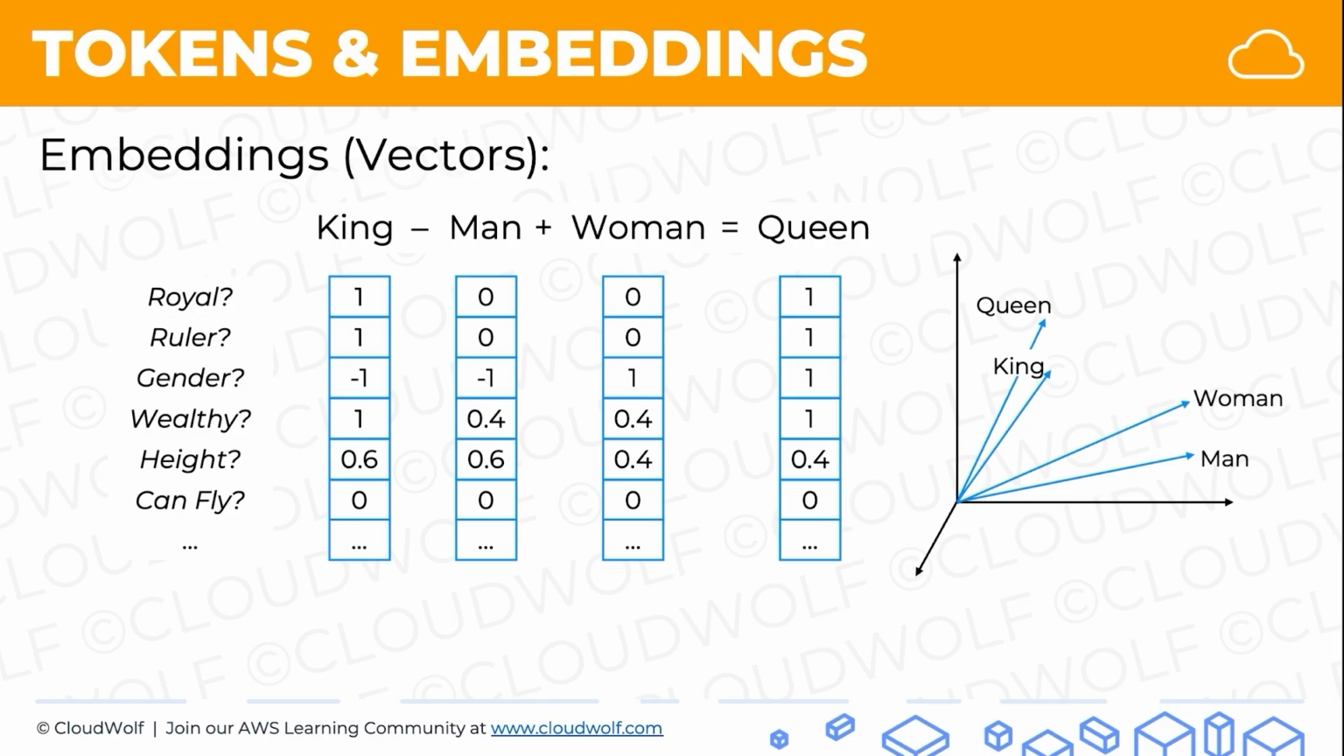And man and woman, they'll also be not far away from king and queen in this 3-dimensional space or 100-dimensional space. They won't be too far away from king and queen, but they will be more close to each other than close to king and queen. And because again, from these answers, you can see that they answer most questions very similarly.